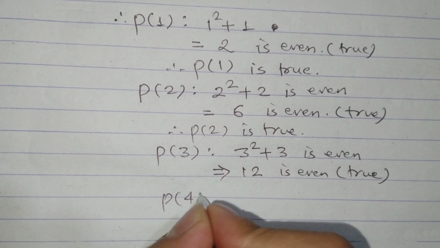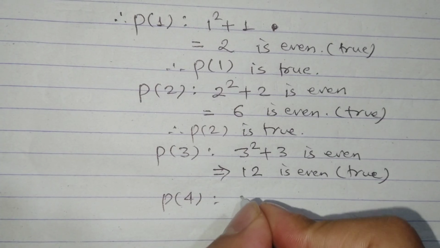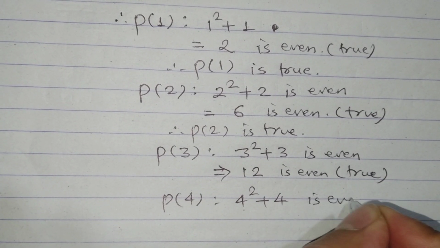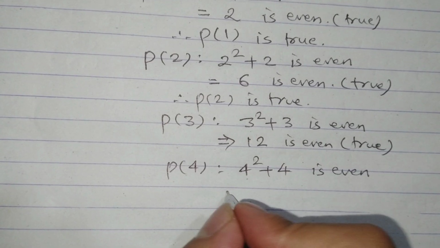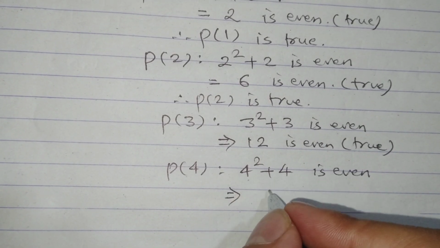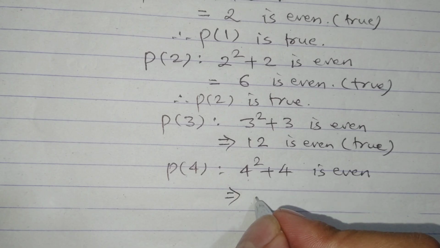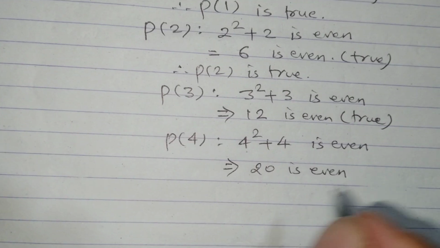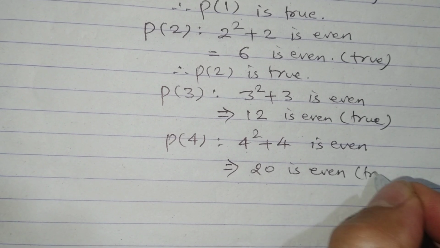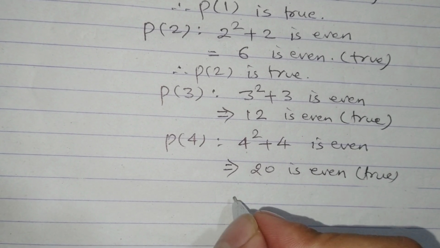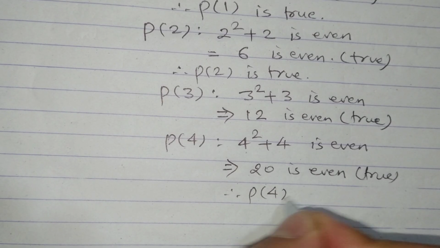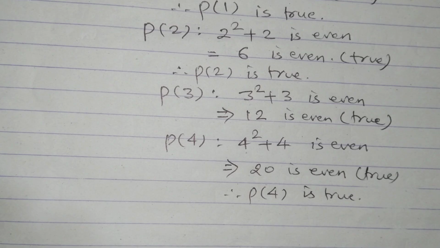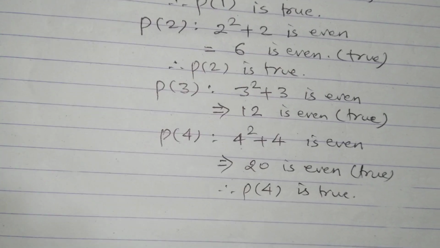Again, we have to check for P4, that is 4 square plus 4 is even, which means that 4 square is 16, 16 plus 4 is 20, is even. So 20 is even, which is true. So we can say that P4 is true. So we have done this question also.